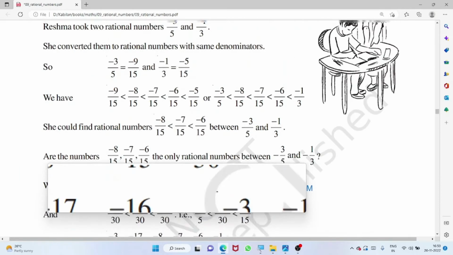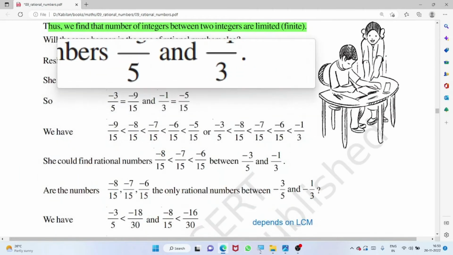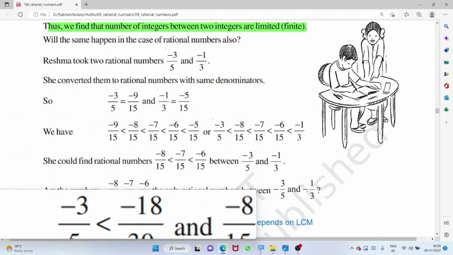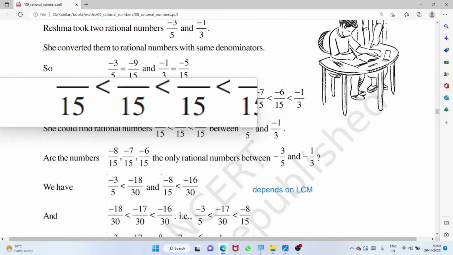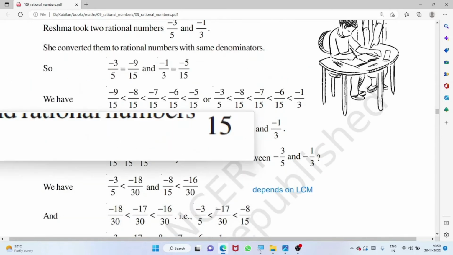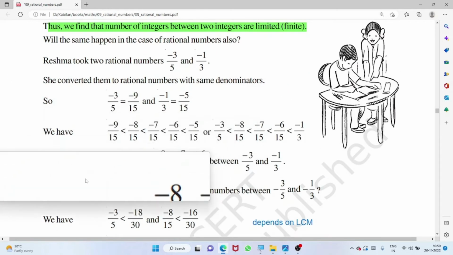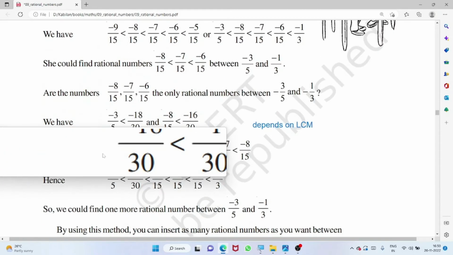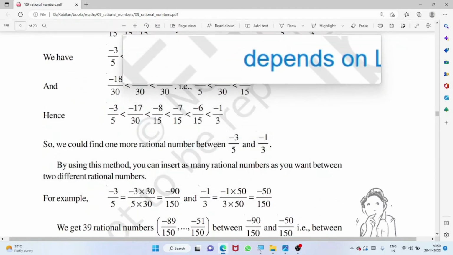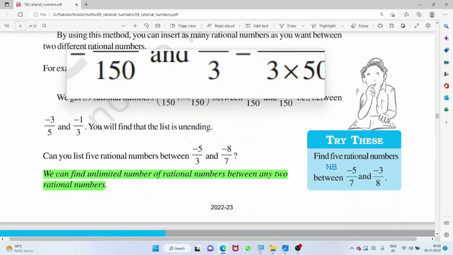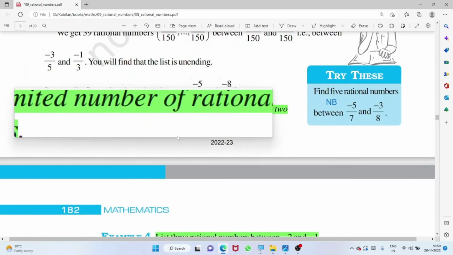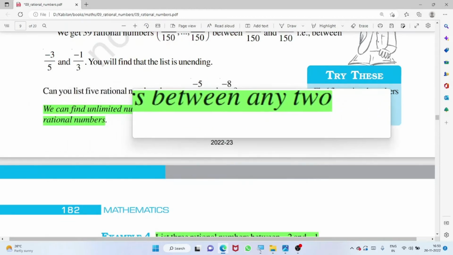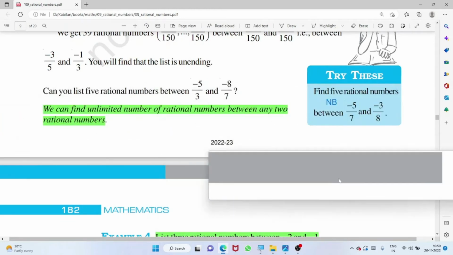So here you see, between the two fractions, if you take LCM as 15, then there are some numbers in between. But if you take LCM as 30, then there will be more numbers between the rational numbers. So it depends on the LCM. We can find an unlimited number of rational numbers between any two rational numbers.